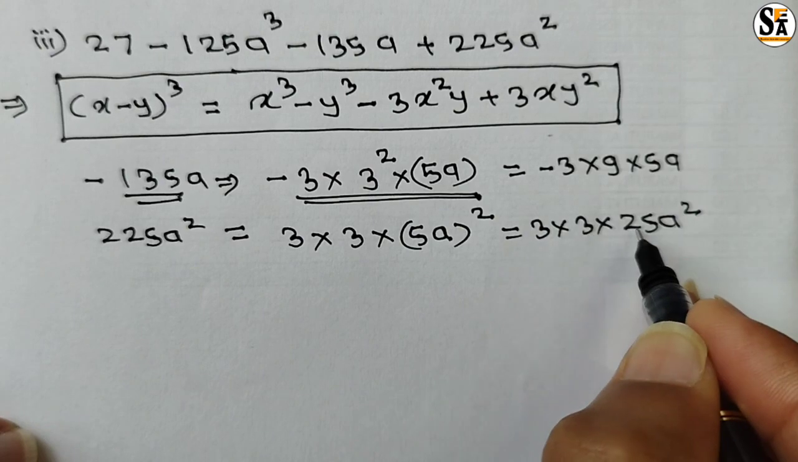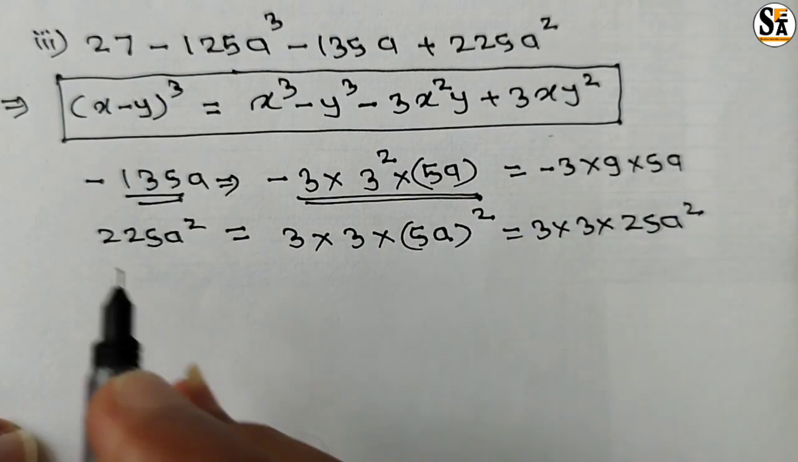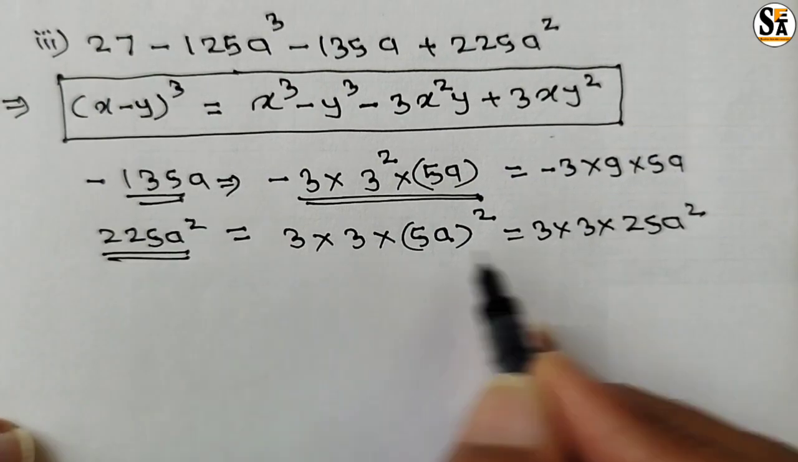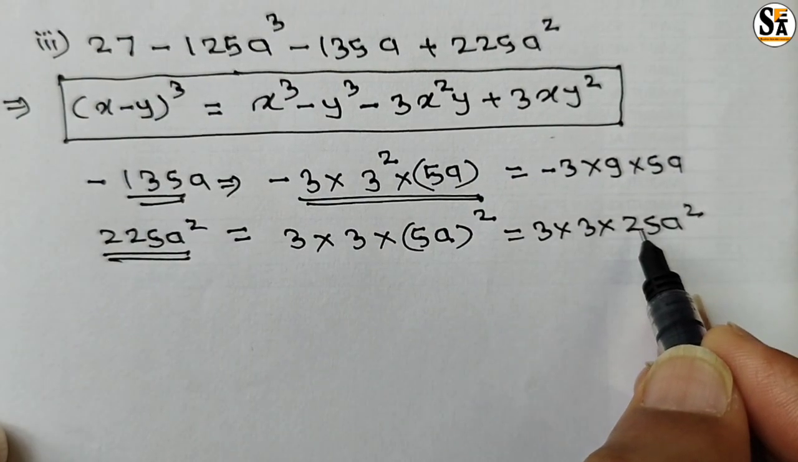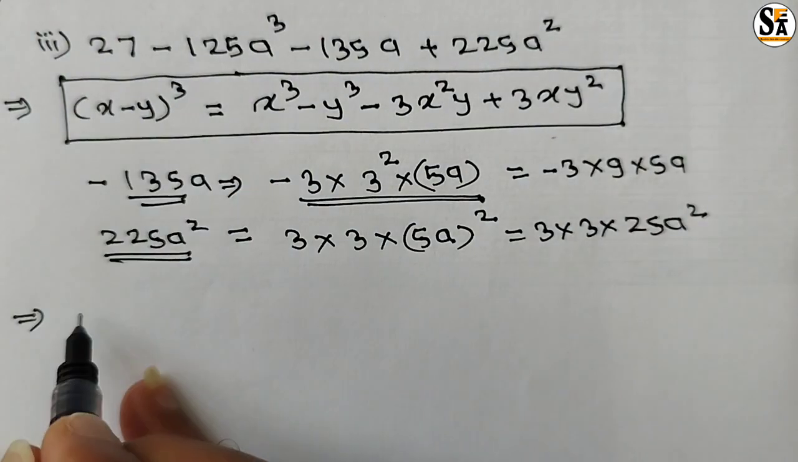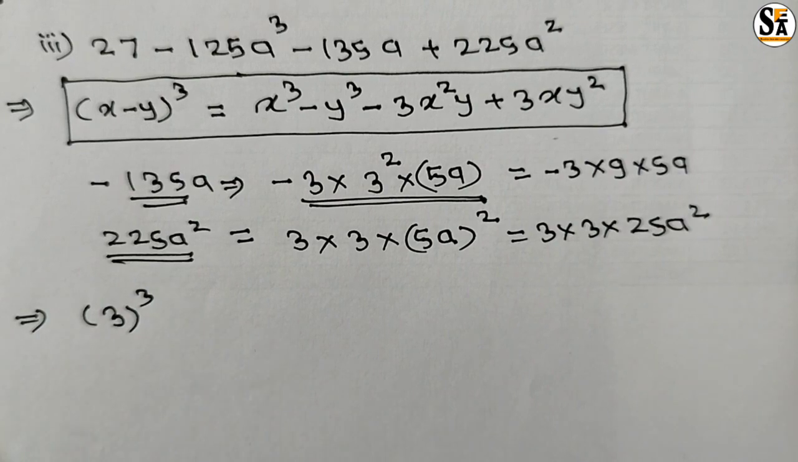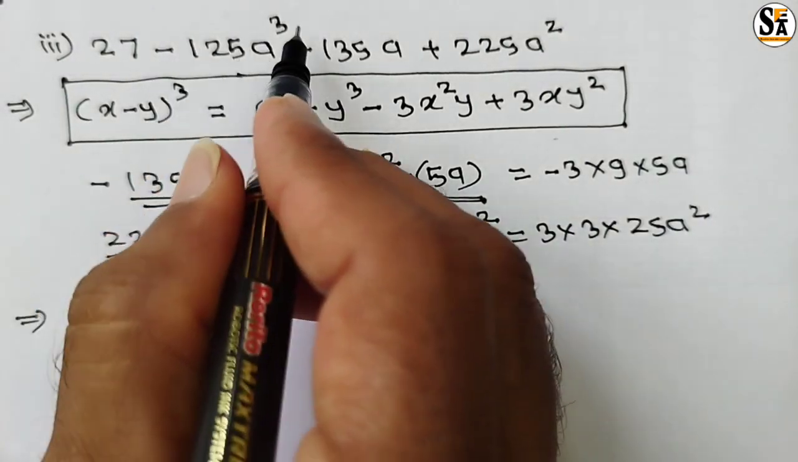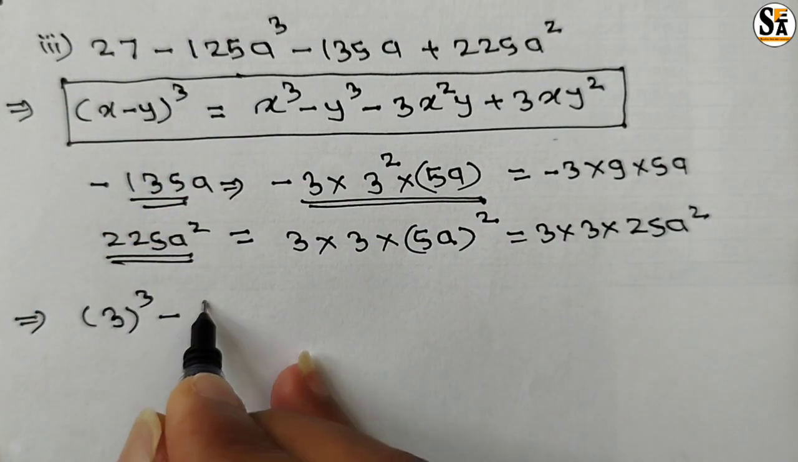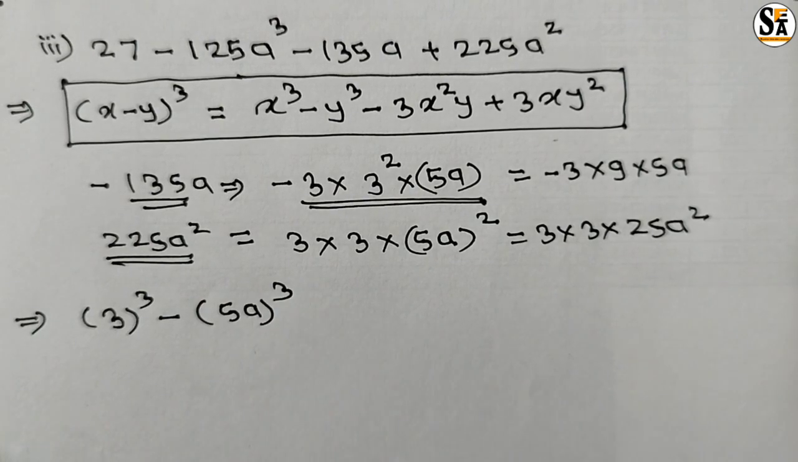So 9 into 25, that is 225 and this a square. So we can convert these two terms like this. So now in the next step, write 27 as 3 cube, isn't it? Then minus 125a cube as 5a bracket cube, isn't it?